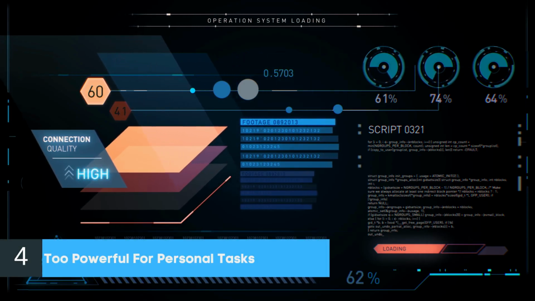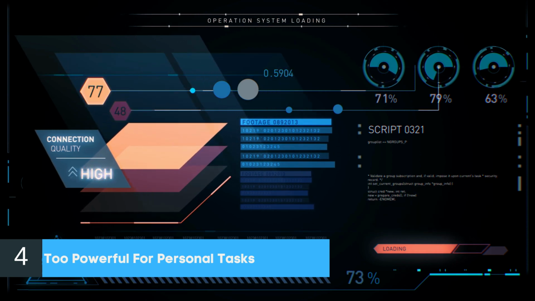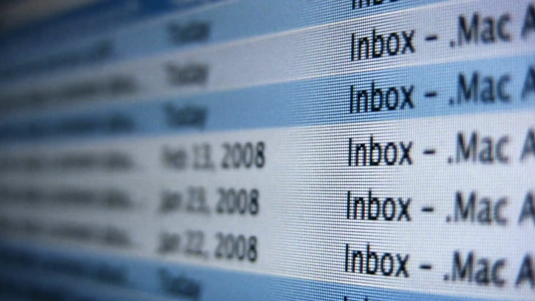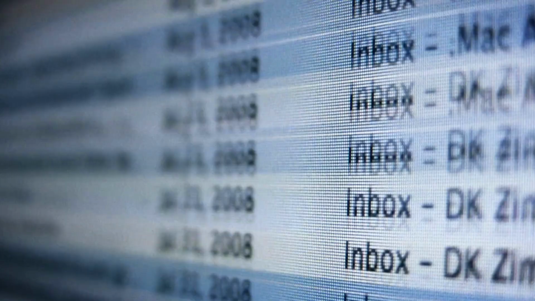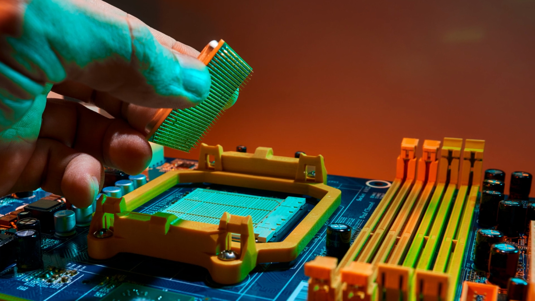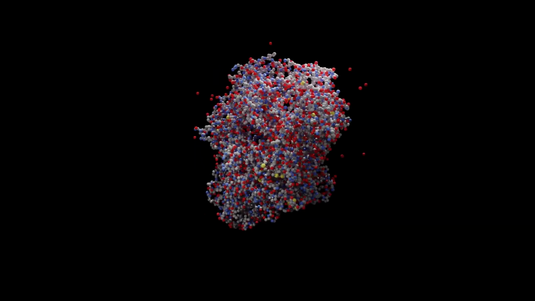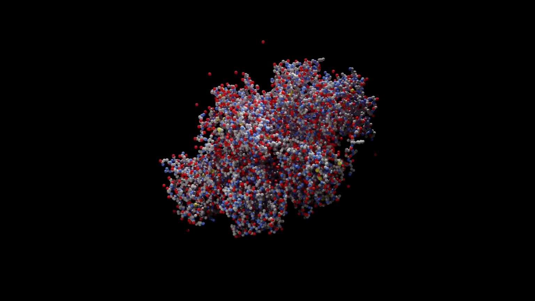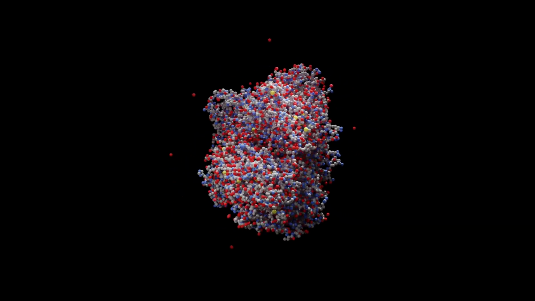Number 4. Quantum computers are too powerful to perform simple tasks like emailing or watching a video. They are not a replacement for traditional computers. They are designed to solve highly complicated problems. This means that traditional computers will still be with us for the upcoming decades.